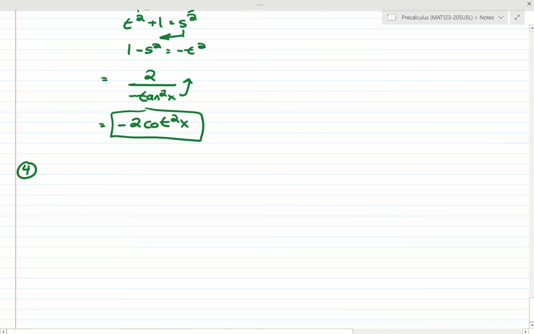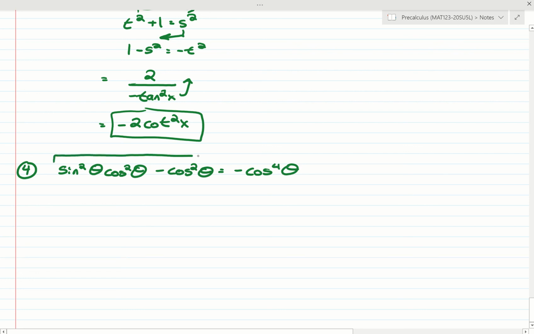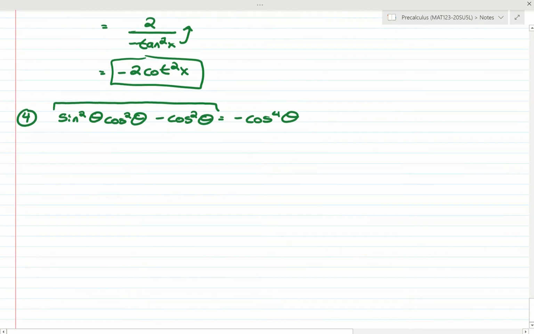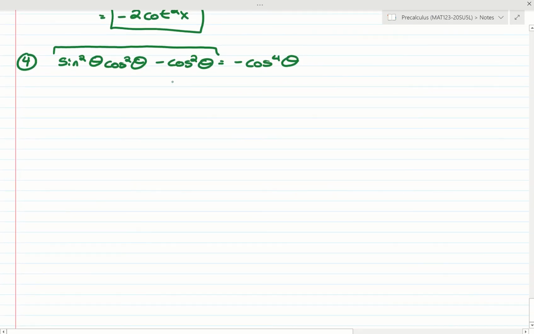Move on to problem number 4. What if we had sine squared of theta, cosine squared of theta, minus cosine squared of theta, and this is equal to negative cosine to the 4th of theta? Well, this looks like the harder side. We do have all sines and cosines, so we could do this problem a couple different ways.